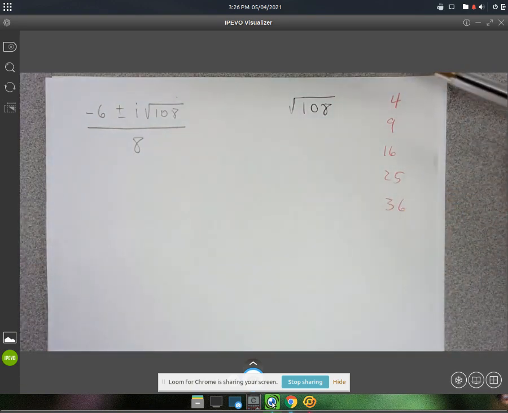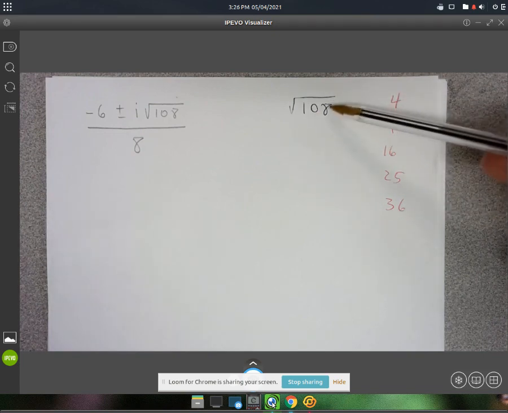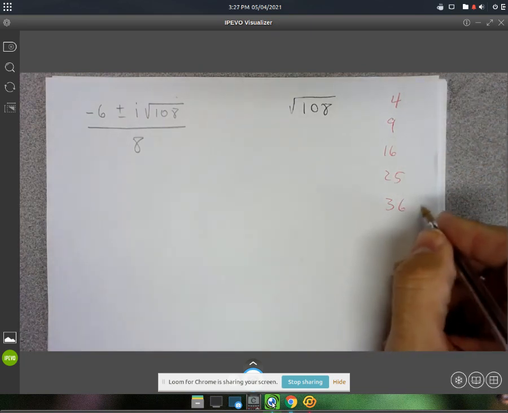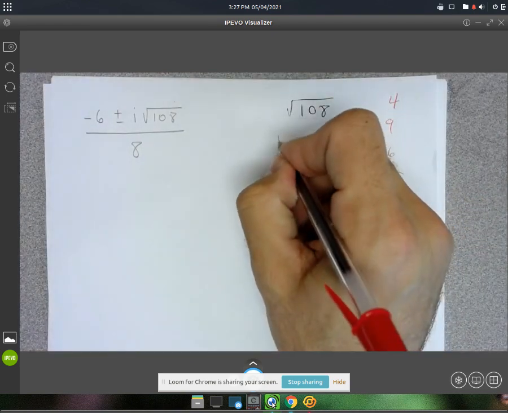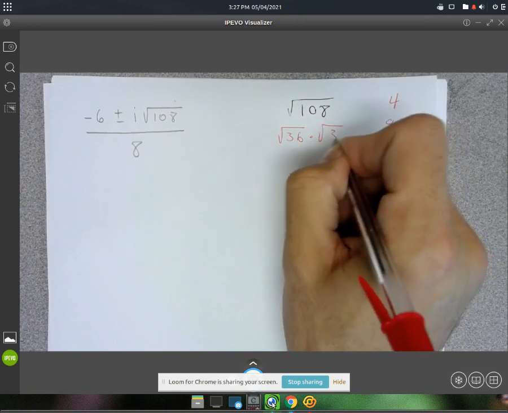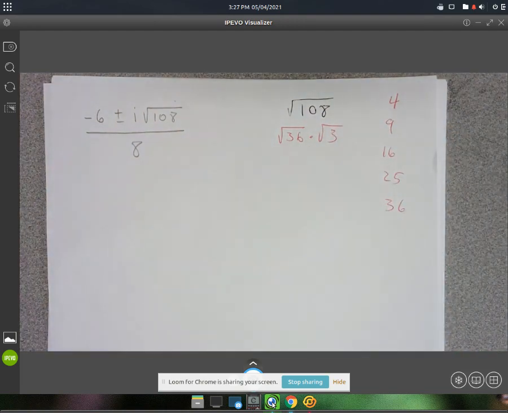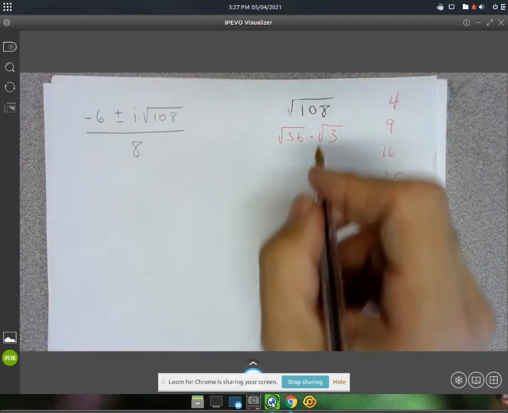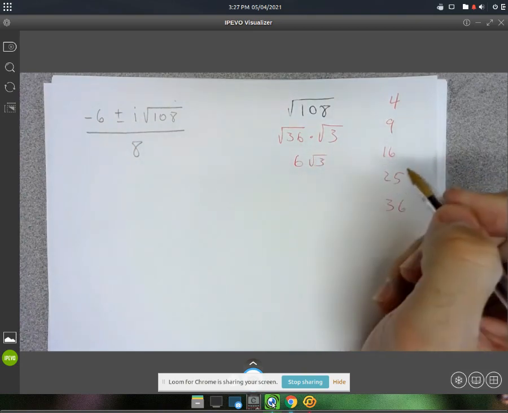And so what you want to do is figure out which one of these factors will divide evenly into 108. I'll show you what I do with it, but it's best if you can find the biggest perfect square factor that will go into 108. In this case, it's a 36. 36 will go into 108 three times. So I'm going to rewrite the 108 as the square root of 36 and a 3, right? And then because the square root of 36 comes out nice, this turns into 6 root 3.